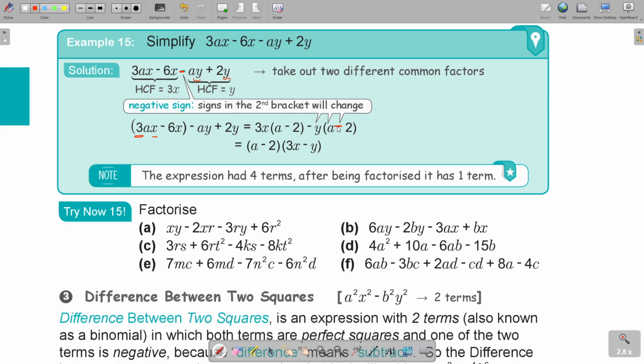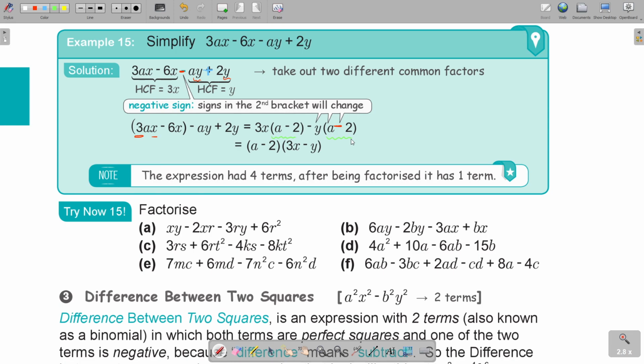Do you see where that was a positive and it changed to a negative? And that is very important. So there were 4 terms. Now there are 2 terms. And if you focus now, you will see that this bracket is the same as this bracket. Then you take it out. And then it's 3x minus y.